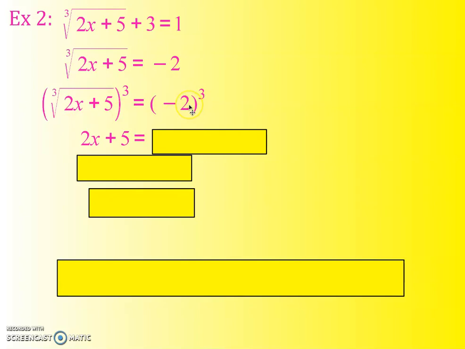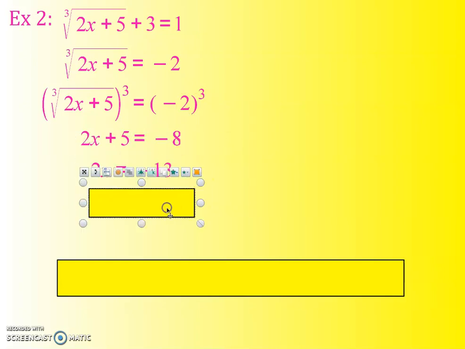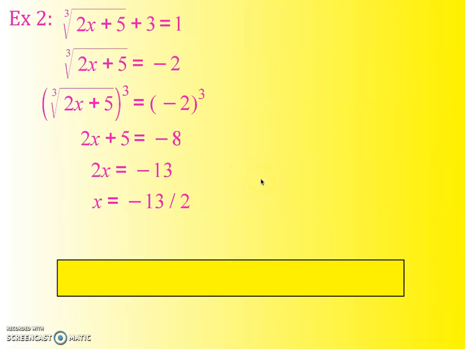Be careful over here, that's negative 2 times negative 2 times negative 2, which equals negative 8. Solve for x like normal, subtract 5 on both sides, divide both sides by 2, and it looks like our answer equals negative 13 halves.